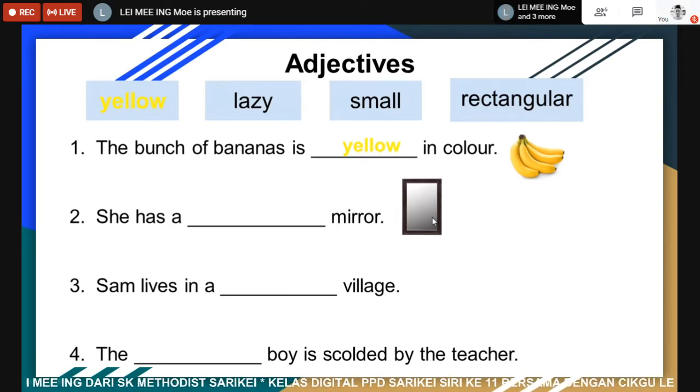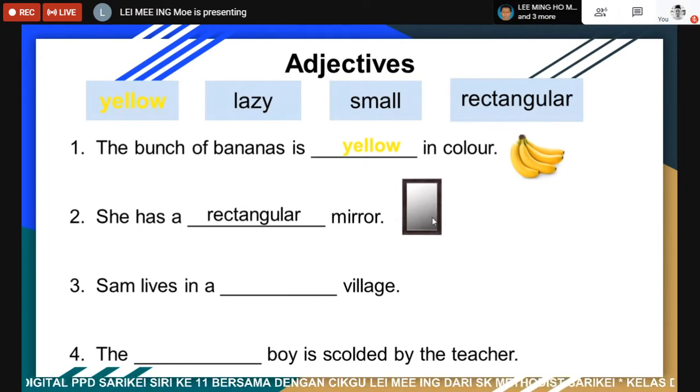All right, I can see some of your answers here: rectangular. Good. So the answer is rectangular. So this is an adjective under the shape. All right, the shape of the mirror, rectangular mirror. Well done. Number 3. Sam lives in a village.